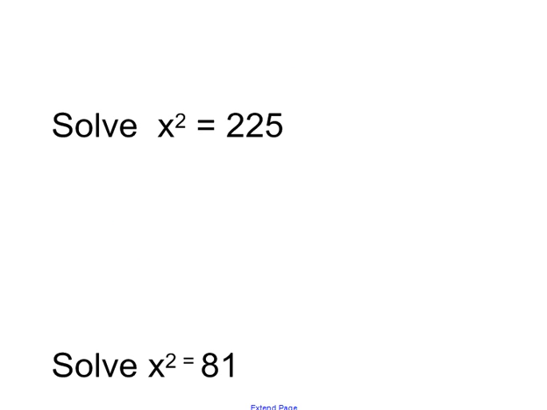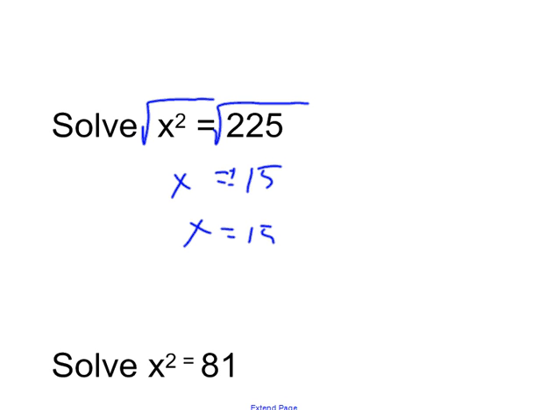Here we're asked to solve an equation. Since we've got something squared, if we want to get rid of the square, we have to do the opposite operation. So we're going to take the square root of x squared. But if I take the square root of one side of the equation, I have to take the square root of the other side of the equation. So the square root of x squared is just x. The square root of 225, working it out with my calculator, is either plus 15 or minus 15. In this case, it's a plus 15.